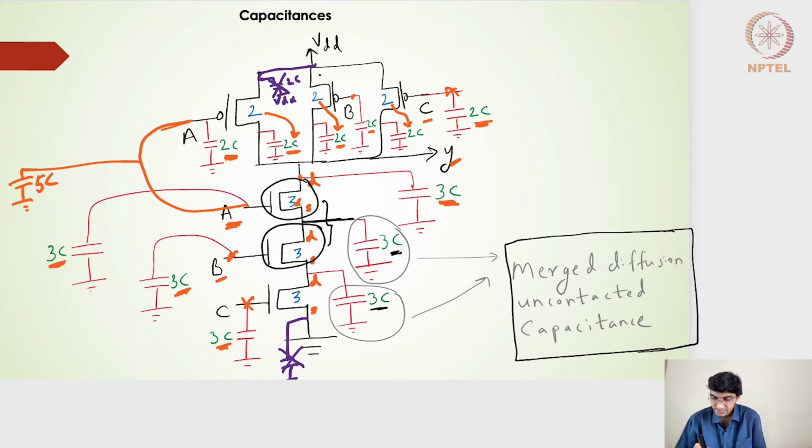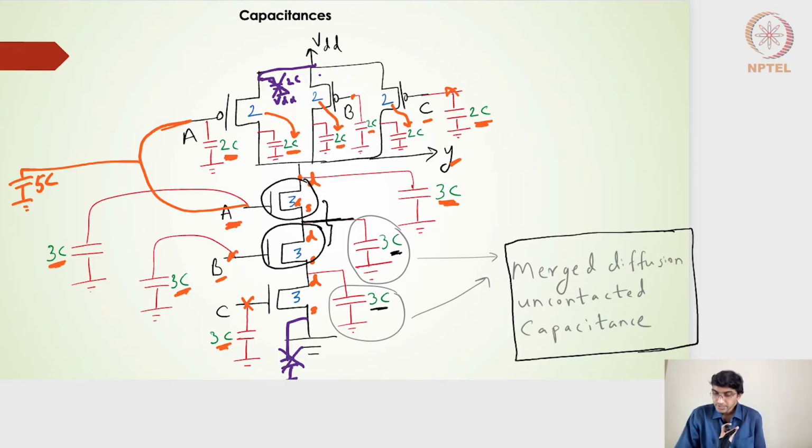Similarly, for the transistor B source to body, and then the transistor C drain to body, I should accommodate 3C and 3C capacitance. It should have been 6C capacitance, but I'm writing it as 3C because I'm saying that this is a merged diffusion uncontacted capacitance. So that means the drain of one transistor and the source of another transistor are actually merged together, giving me a single diffusion pocket.